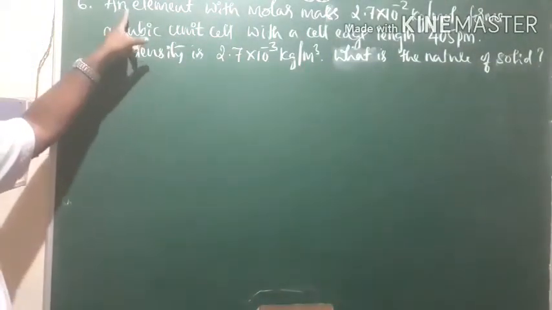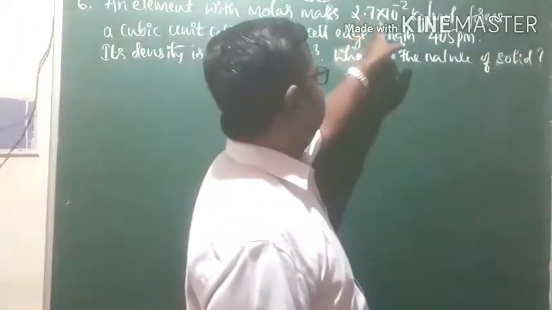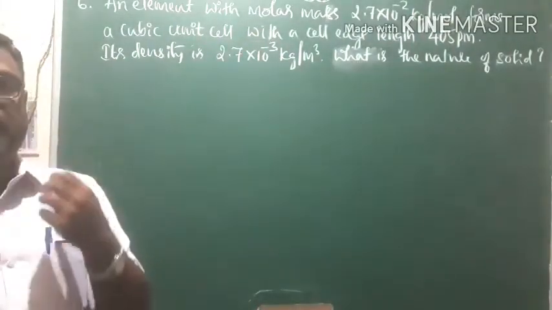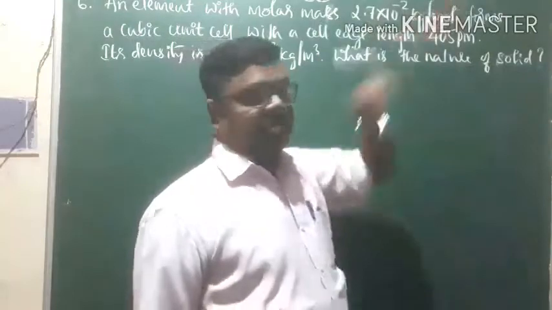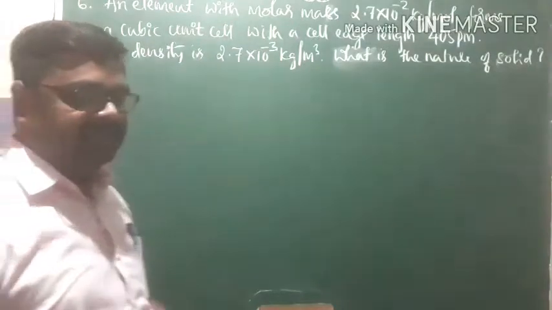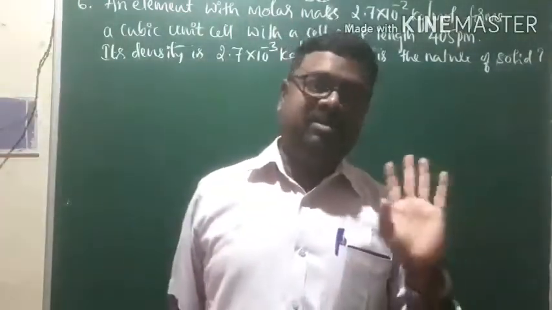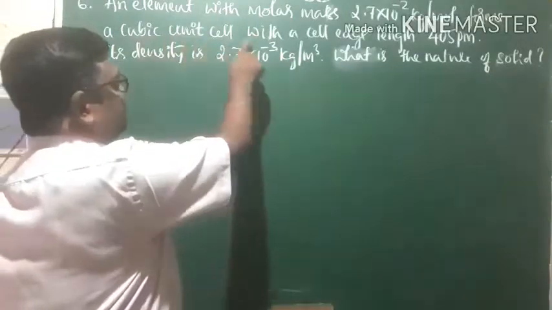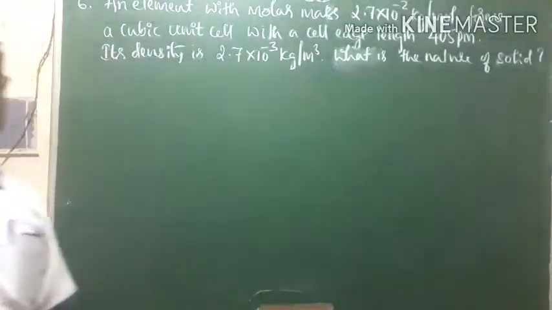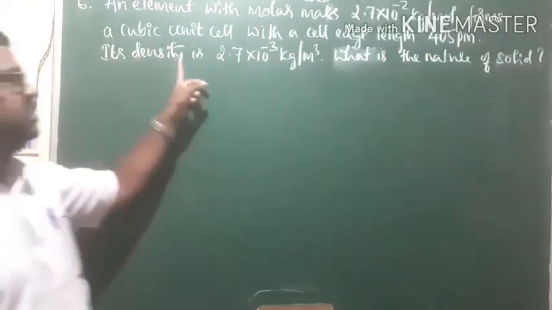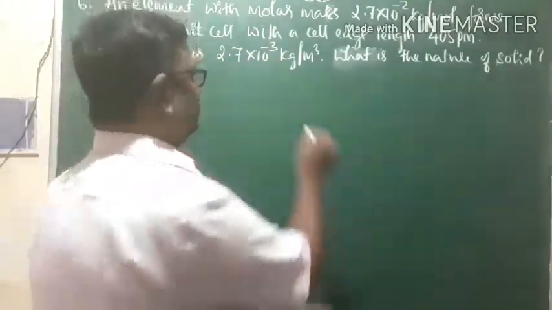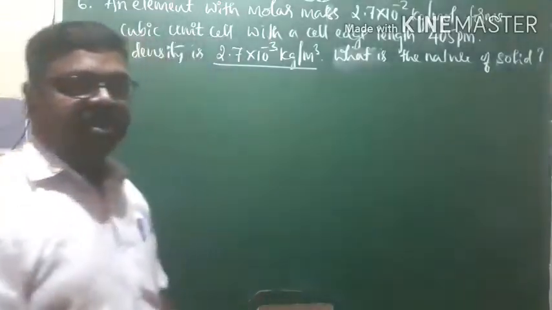Here is one problem. An element with a molar mass of 2.7 into 10 to the power of minus 2 kg per mole. We express the molar mass, the atomic mass, in terms of kg per mole. And it forms a cubic unit cell, that is, all sides of the unit cell are the same, with a cell edge length of 405 pm. Its density is given as 2.7 into 10 to the power of 3 kg per meter cube. Observe that the density is given in terms of kg per meter cube.